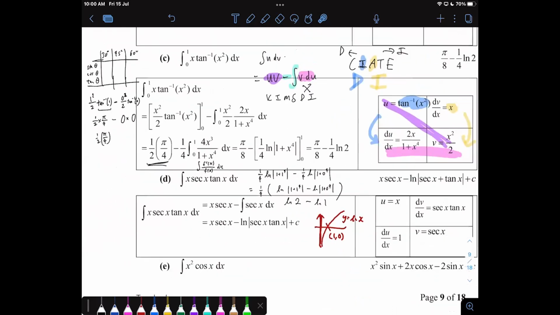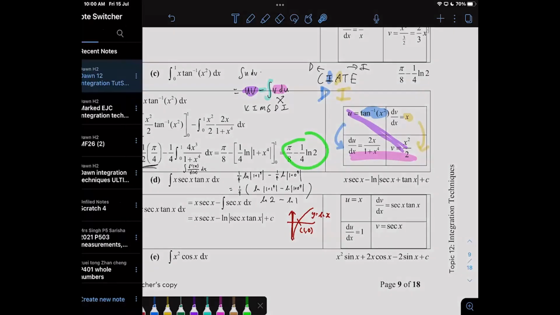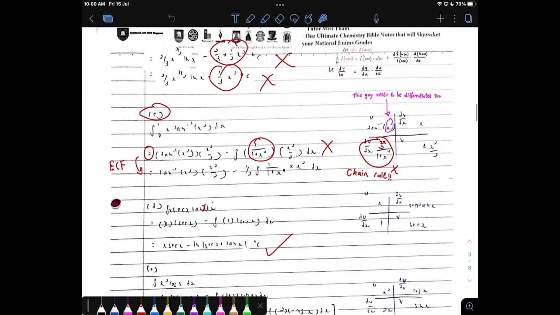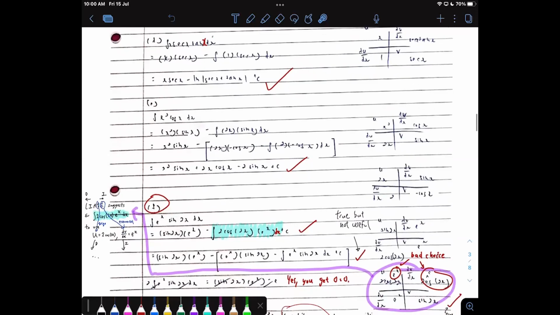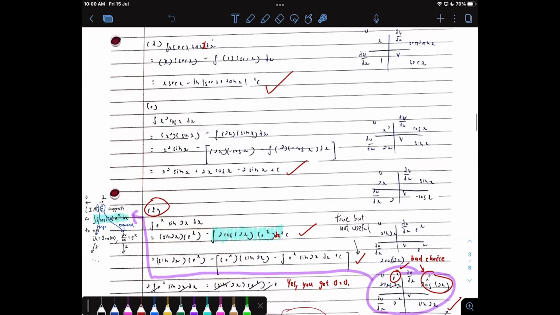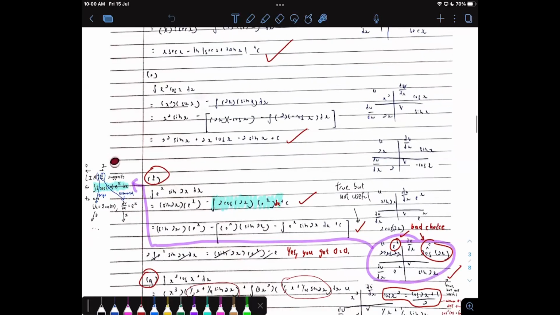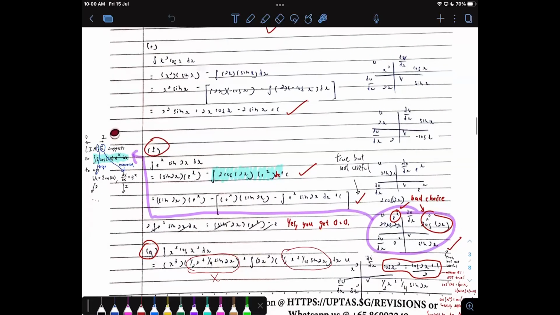That's how you get the answer. Moving on. Let's see your answer for part D. Part D is correct. Good. You forgot the x here. Forgot the x. Careless mistake. Tangent x dx. Don't forget. Part E is fine. Part F, you forgot a dx over here.